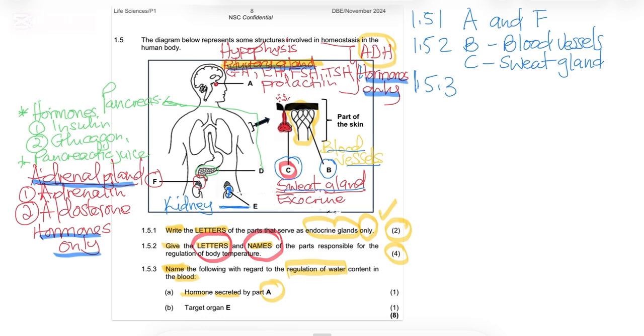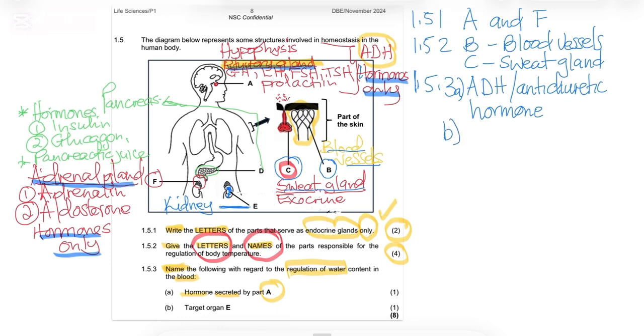We have already analyzed our question, or we've already studied our diagram, so it becomes easy. We just go back to the diagram and we get our answers. So our answer, they want the name, so the name is going to be ADH, or you can say anti-diuretic hormone. All right, so that is part A. Now let's look at part B.